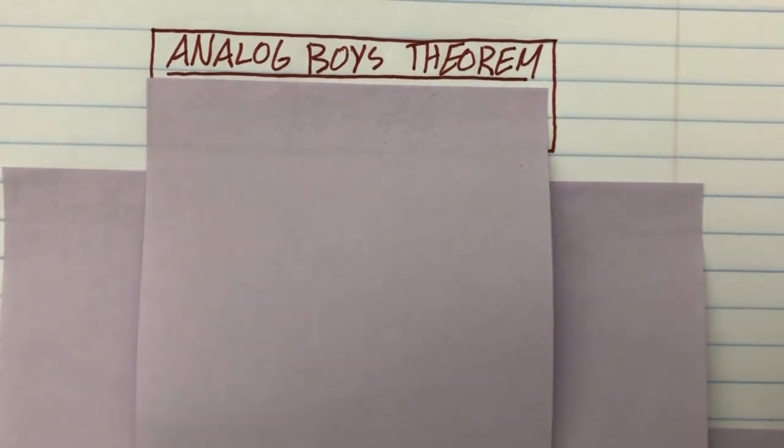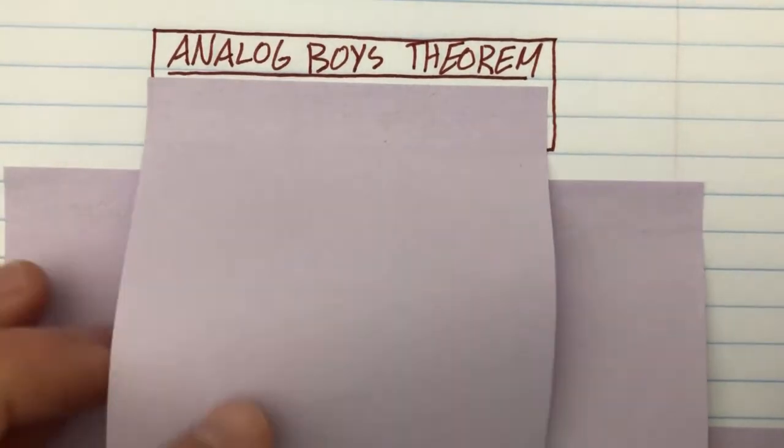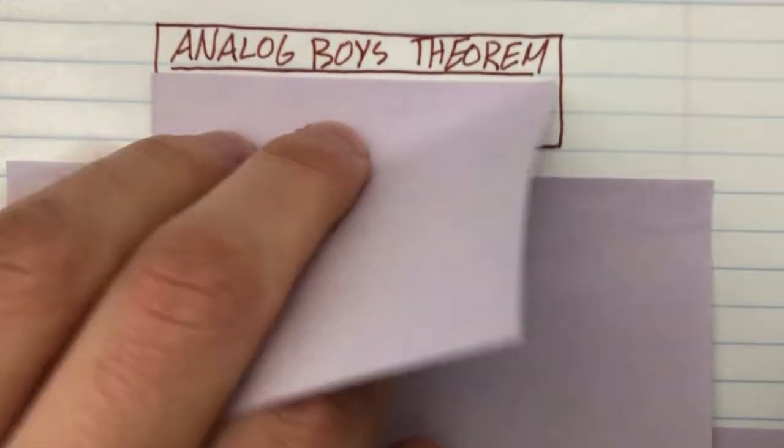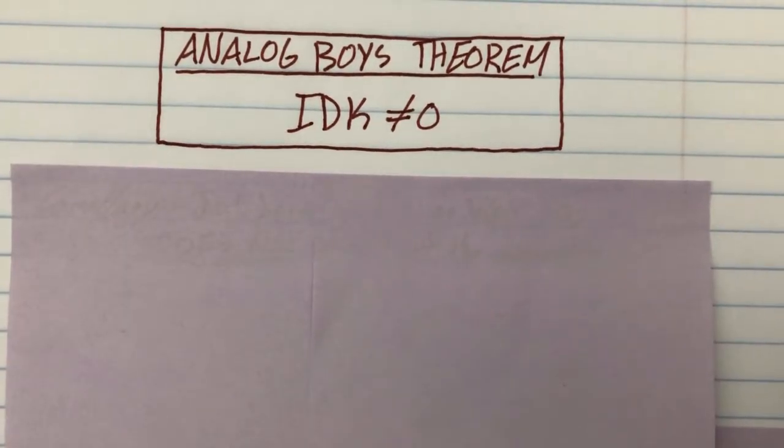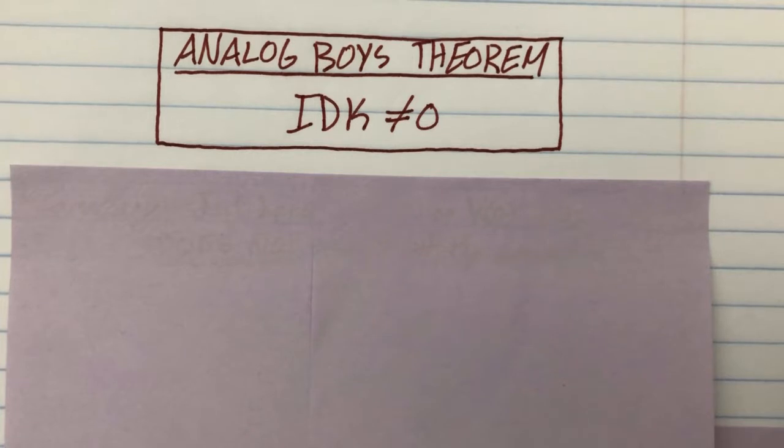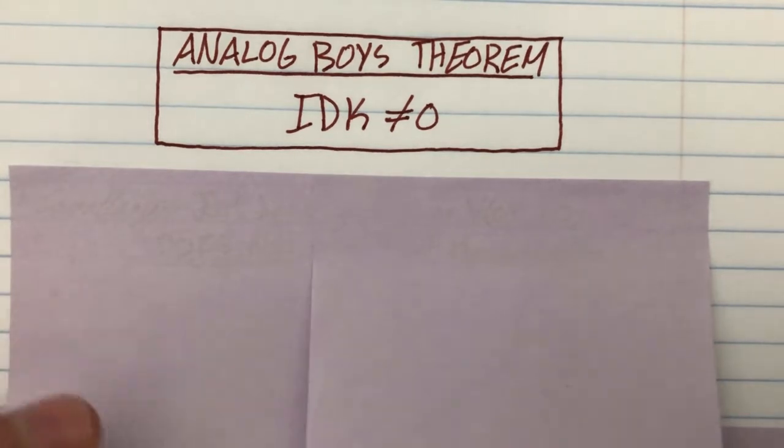So first, and probably the most important thing that I'm going to mention, is the analog boys theorem. Between a lot of brain power and homework problems solved, we've determined that I don't know is not equal to 0. So basically, if, say, you have a circuit and you don't know the current going through a resistor, that doesn't necessarily mean that there's no current going through the resistor. You still got to sit down and solve the problem. I don't know is not equal to 0.